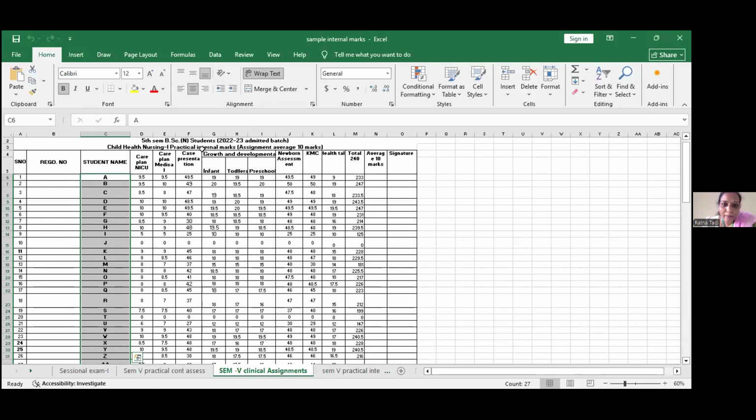In child health there are so many things, so I made another sheet, and for this semester I divided it like care plan and ICU one, medical one, case presentation one, growth and development for all the three age groups, newborn assessment one, and KMC one, because we had two KMC. Then health talk. One health talk was not specified in that particular logbook, but in the previous list of procedures, the health talk is given.